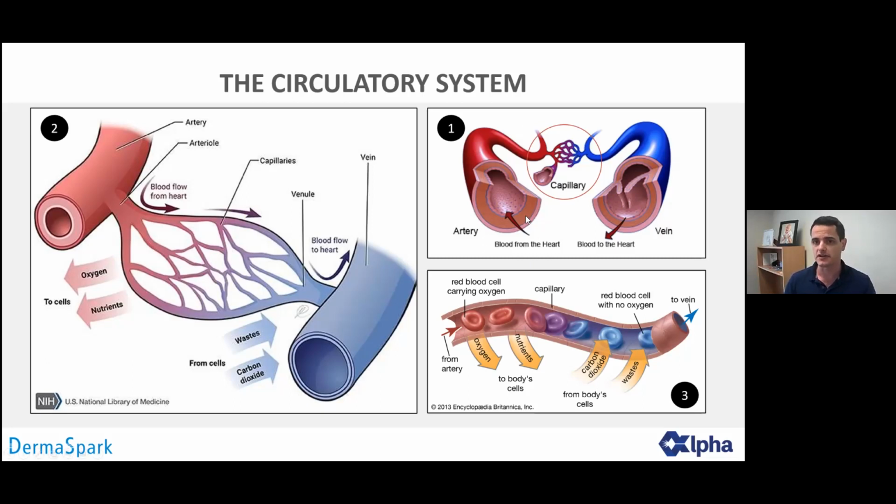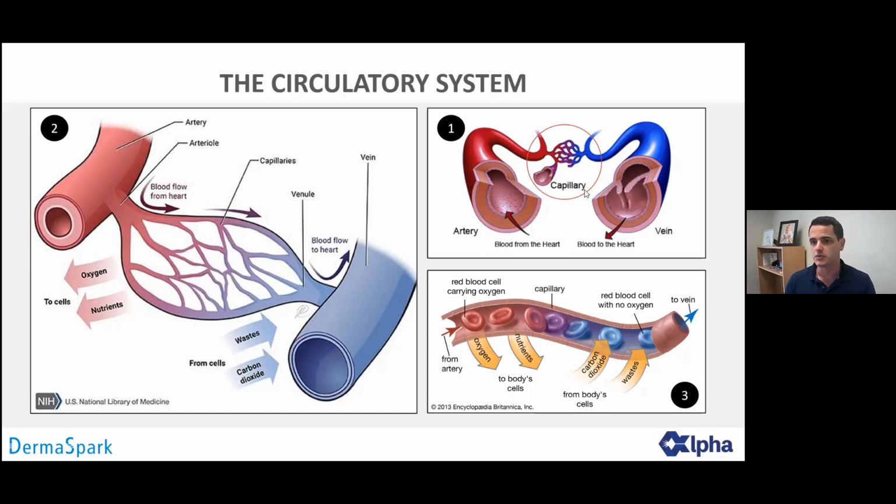Now, the arteries carry oxygenated red blood cells and nutrients to organs and tissues all throughout the body, including the skin, of course. The veins bring back from the tissues and organs carbon dioxide and metabolic waste, back to the heart, to the lungs, and to filtration in the kidneys.